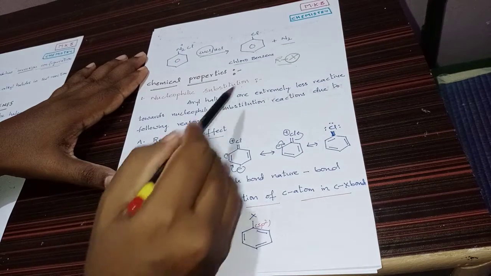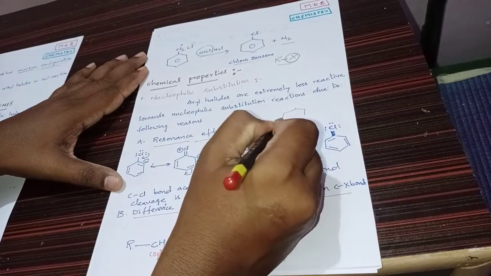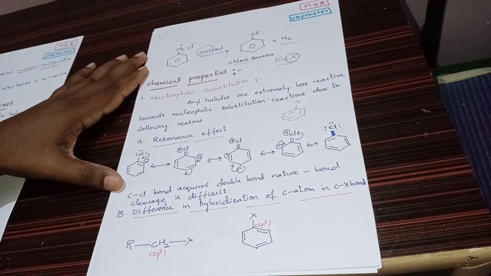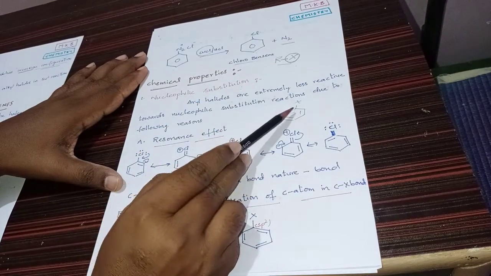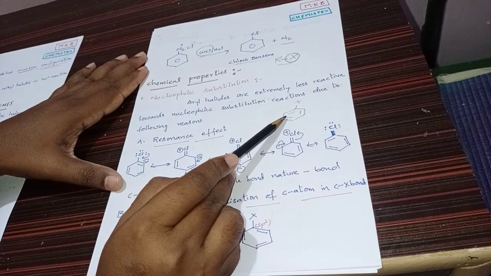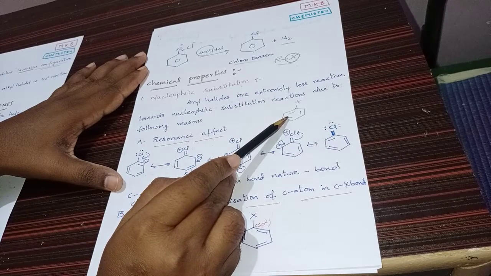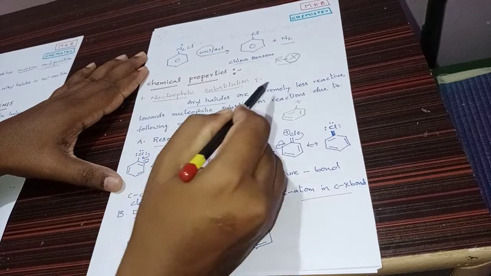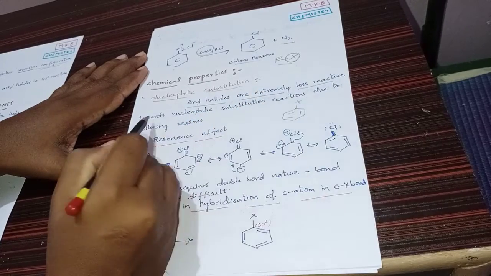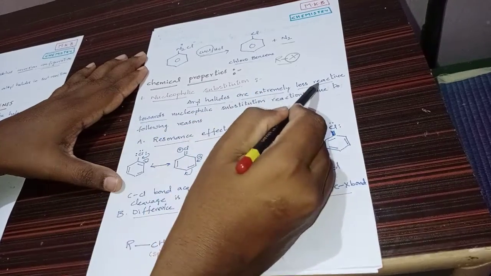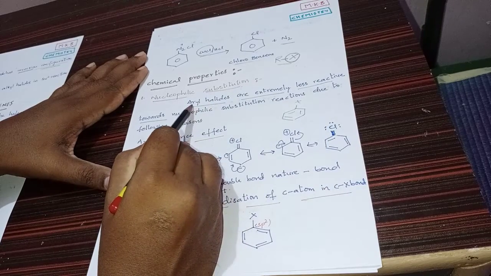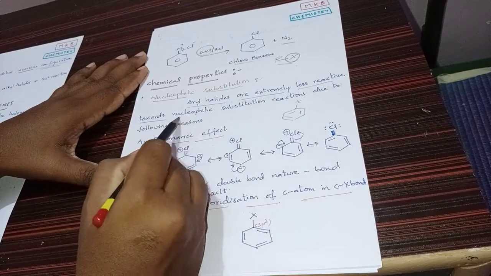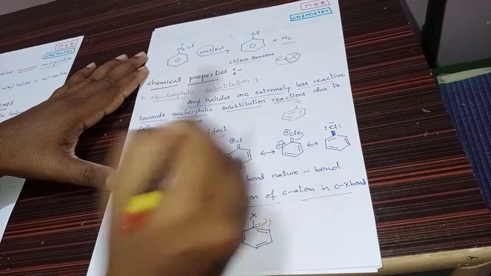Since our haloarenes also contain a carbon halogen bond, we might expect the same type of reaction could take place in aryl halides also. But the nucleophilic substitution in case of aryl halides is extremely less reactive. So what we are going to say here is aryl halides are extremely less reactive towards nucleophilic substitution reactions.